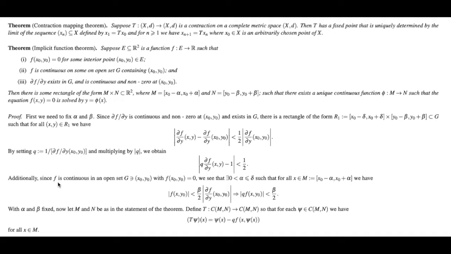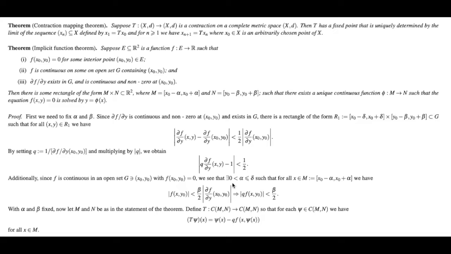Additionally, f is also continuous. To determine beta, we use the differentiability of f, and to determine alpha we're going to use the differentiability as well as the continuity of f in our definition. So since f is continuous, there is an open set G that contains x naught, y naught, with f of x naught, y naught equal to 0.